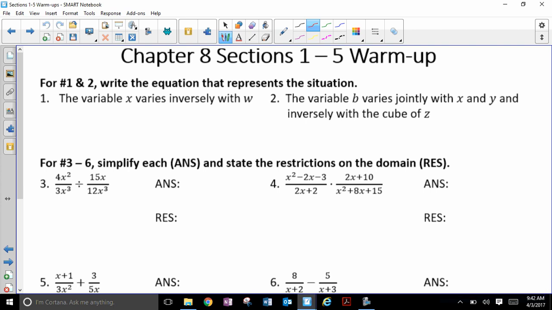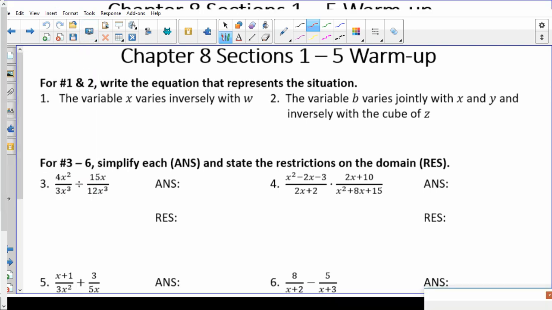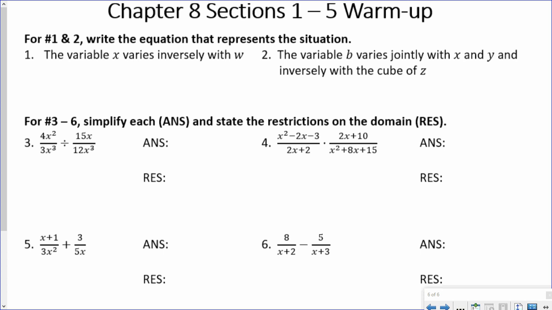All right, so let's look at the first one. These were from 1 and 2 were from section 1 of this chapter. The variable x varies inversely with w, so you should have x equals k divided by w. Even though they didn't mention k, remember k is your constant of variation and should be there.